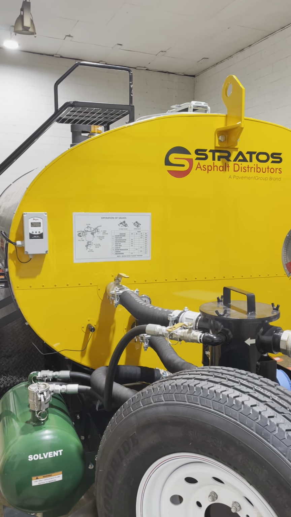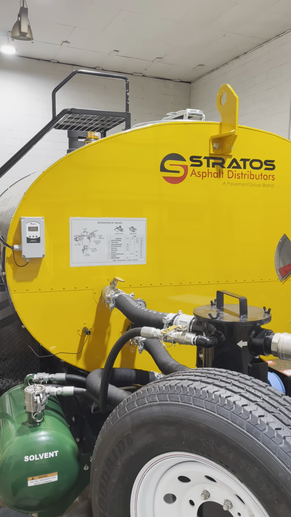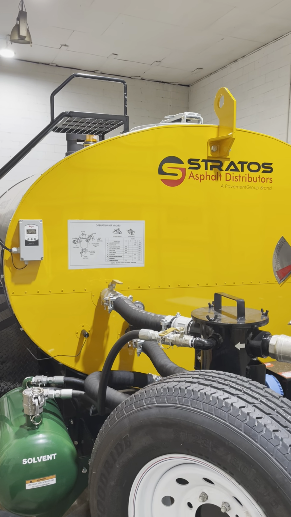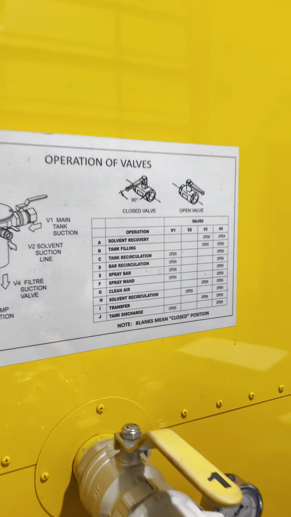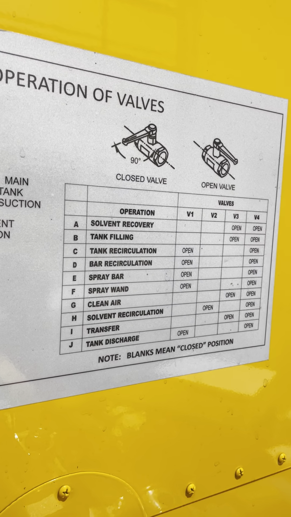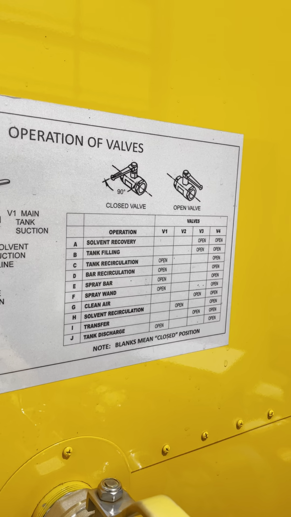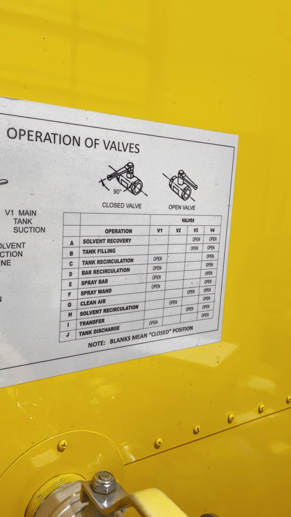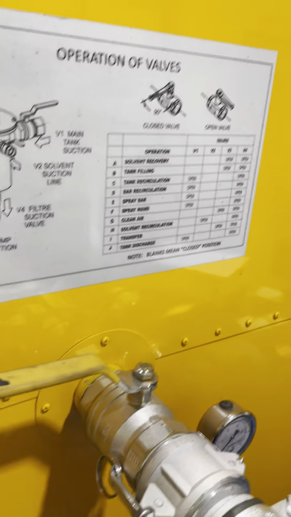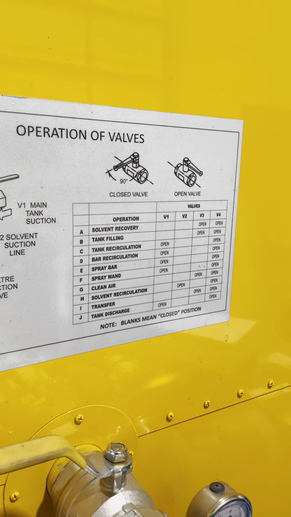Now that we've gone over our operating systems and sprayed out of the wand and the spray bar, we're going to go to the next operation on our chart, letter G, clean air. We're now going to cut off the flow of material coming from the main tank. Valve 1 will be off. Valve 1 is off. No new material can now come into the system.